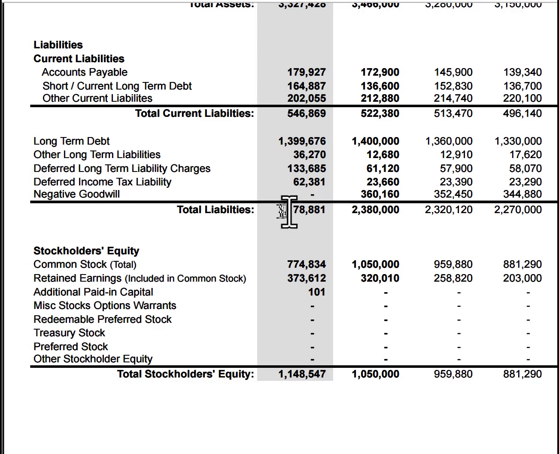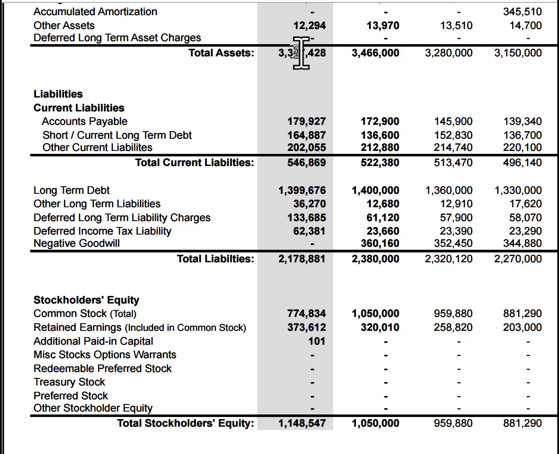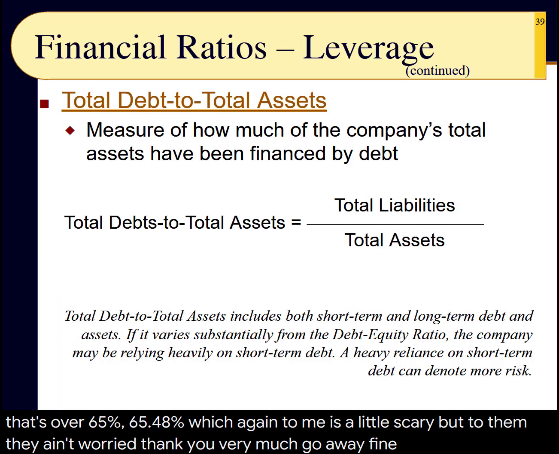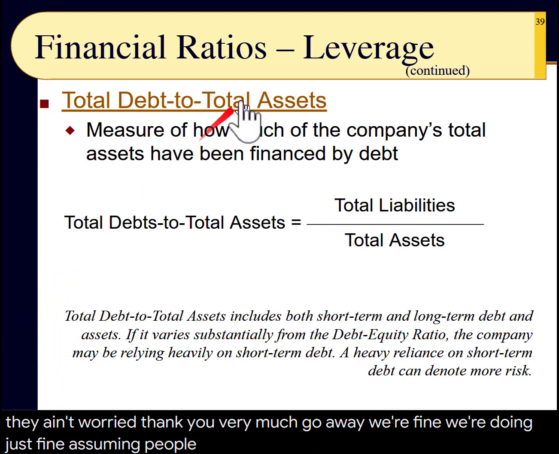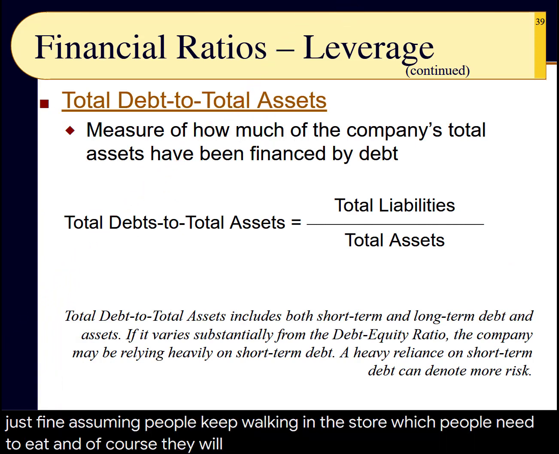So the total debt was 2.178 billion, and the total assets 3.327 billion, and that's over 65%, 65.48%, which again, to me is a little scary, but to them, they ain't worried. Thank you very much. Go away, Piano. We're fine. We're doing just fine, assuming people keep walking in the store, which people need to eat, and of course they will.